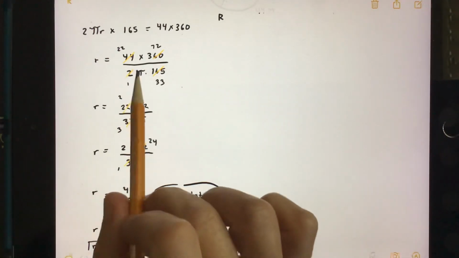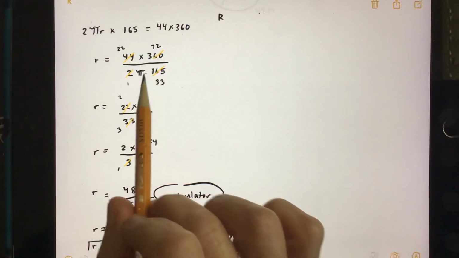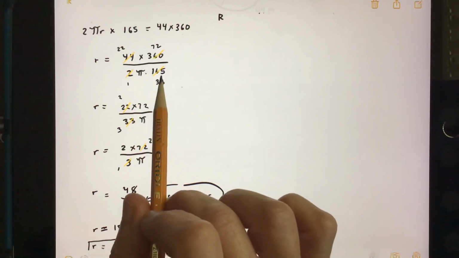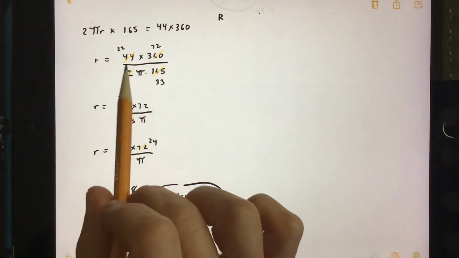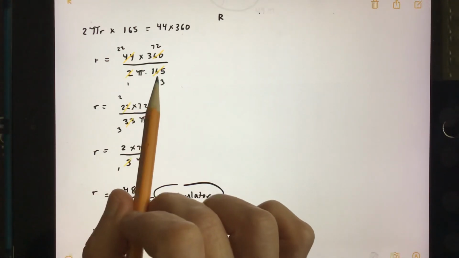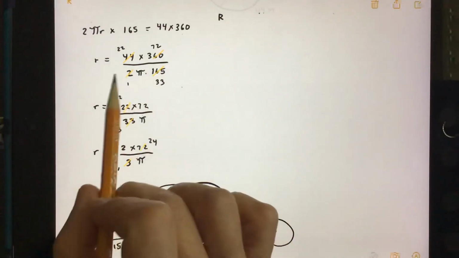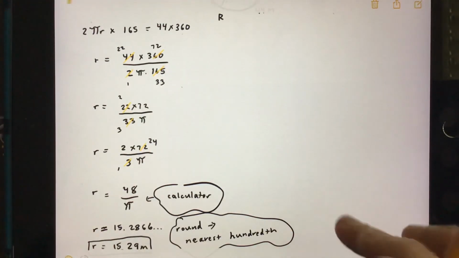Be careful when you are doing the dividing here. 44 times 360, divide by 2, then divide by pi, then divide by 165 to get the answer. The other way to do it is work out 44 times 360, work out 2 times pi times 165, take that answer and divide it into whatever 44 times 360 is. So sometimes you need to be a little careful on your calculator when you're dividing multiple factors in the denominator.